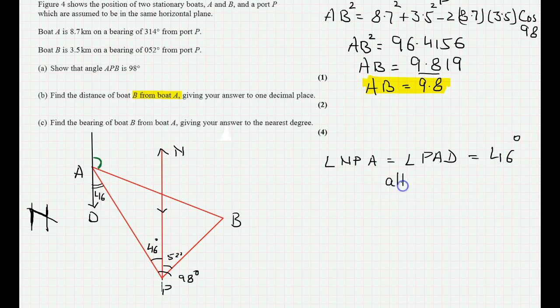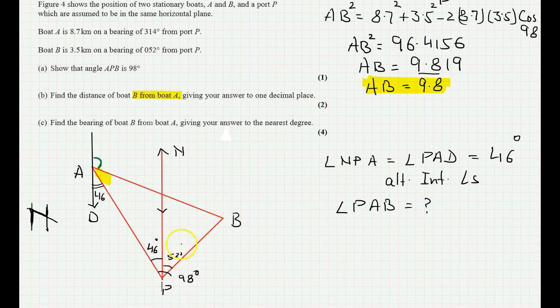These are alternate interior angles, so this angle is 46 degrees. The complete angle is 180. The remaining angle is angle PAB. So we have to calculate this angle. Our aim is to calculate angle PAB. What is the value of PAB? This angle APB is 98.